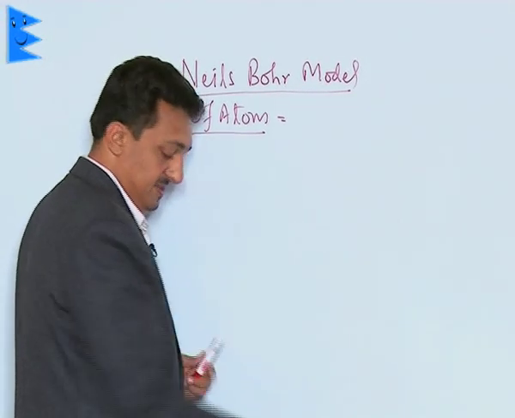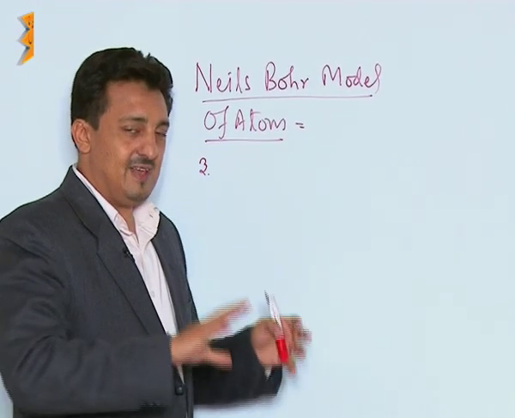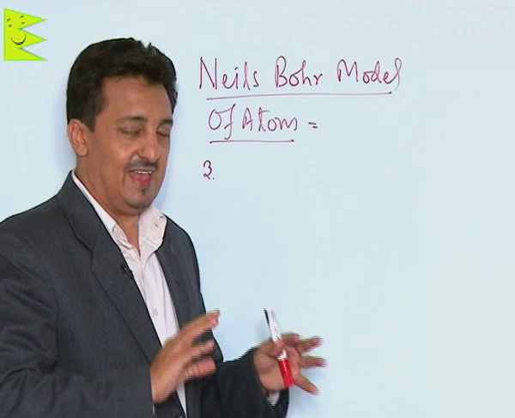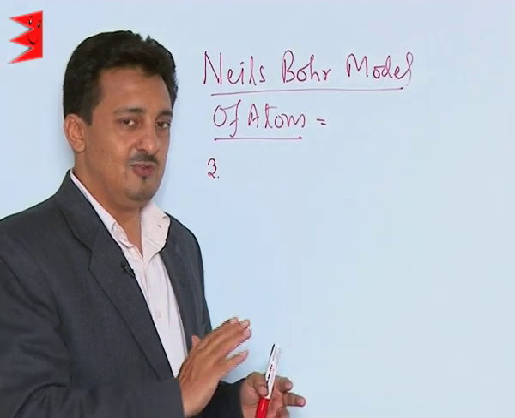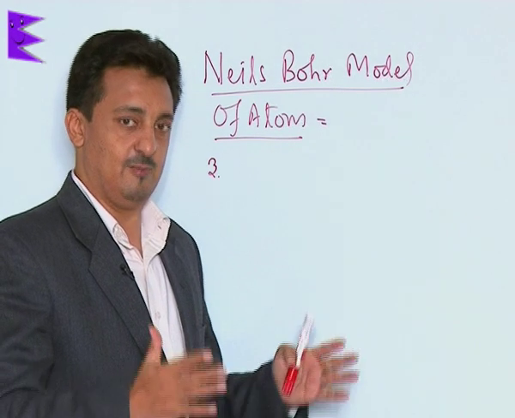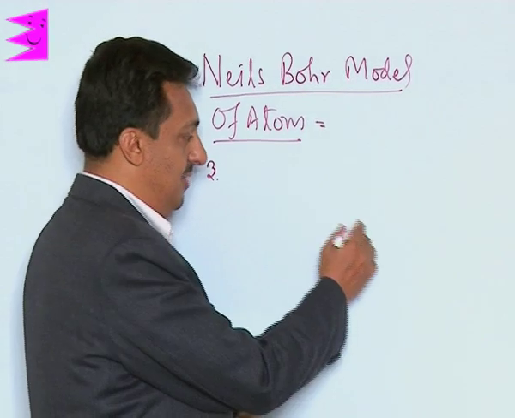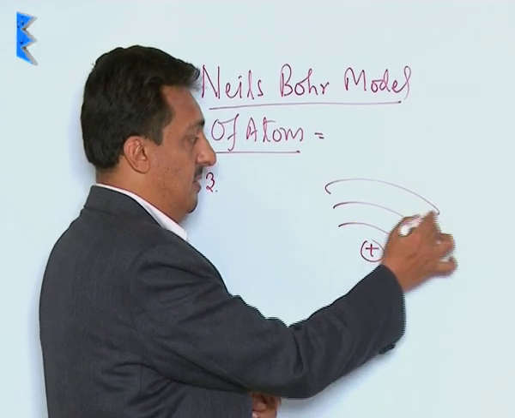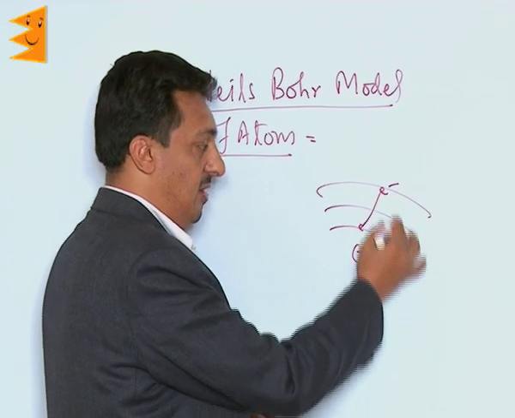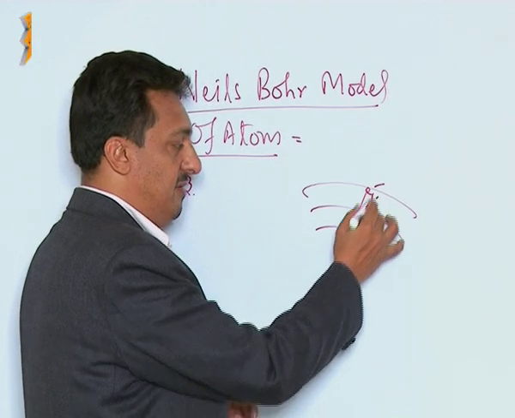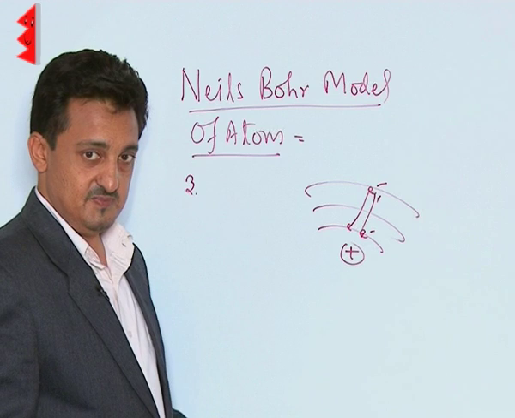The next postulate, the third one, according to Niels Bohr: electrons don't emit or lose any radiation, any energy, until and unless they are in the same orbit. Electrons lose energy only when they get excited to a higher energy level. They cannot stay there for a longer time, and they come back, and the difference amount of energy is given out, or emitted, in the form of radiations.